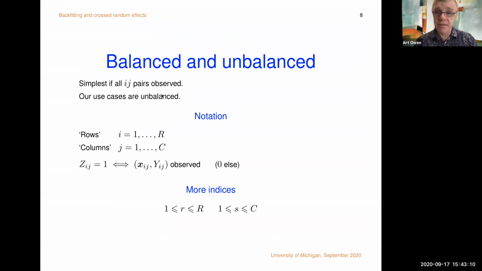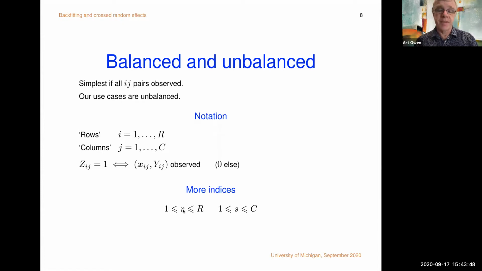A big divide is between balanced and unbalanced data. So if you see all the IJ pairs together, then it's balanced and it's a lot easier to deal with. But our cases are very unbalanced. We'll call the first factor a row, and so rows go from 1 to R. The second factor will be a column, and the columns go from 1 to C. And then Zij is 1 if we got the data for the IJ pair. The data for the IJ pair is Xij and Yij. We either got them or we didn't. If it's a 0, we didn't get those.